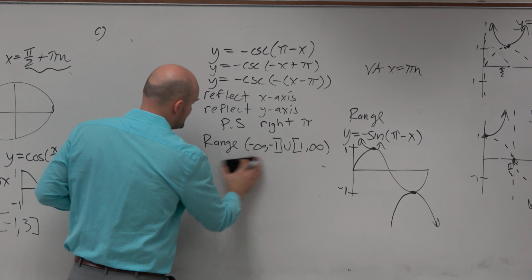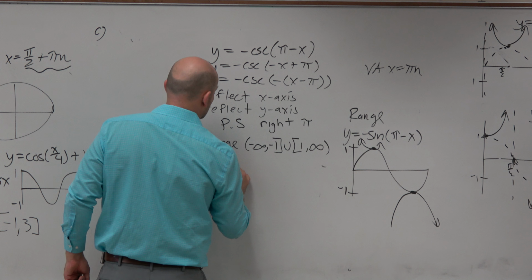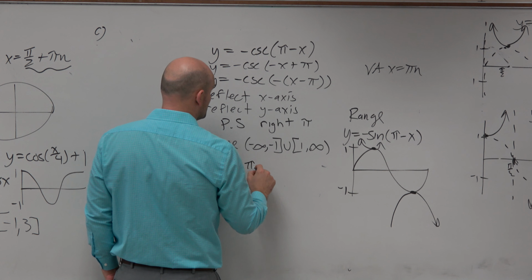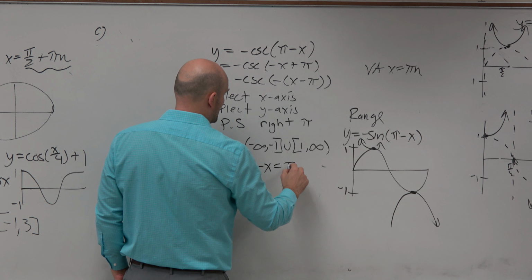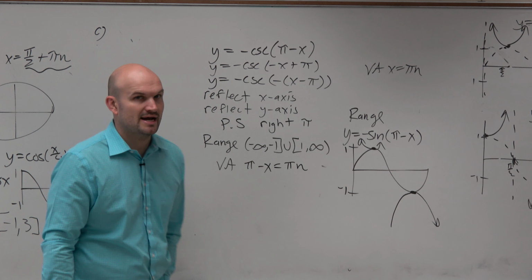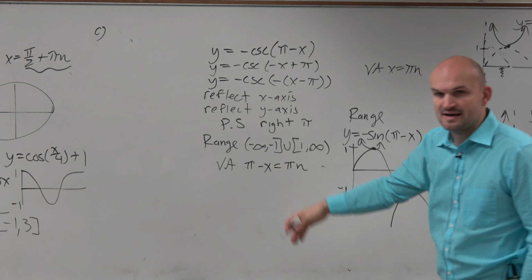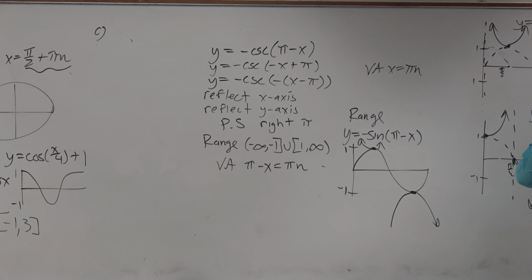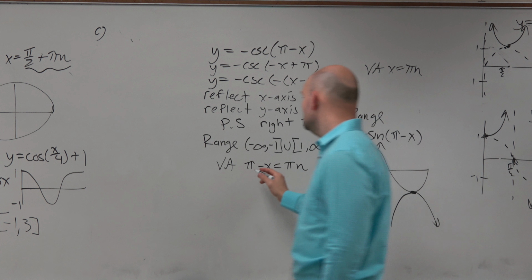So again, all you need to do for your vertical asymptote is set whatever's inside your function equal to your asymptote equation. So in this case, it's pi n. In our last example, it was pi halves plus pi n. And now we just solve for x.